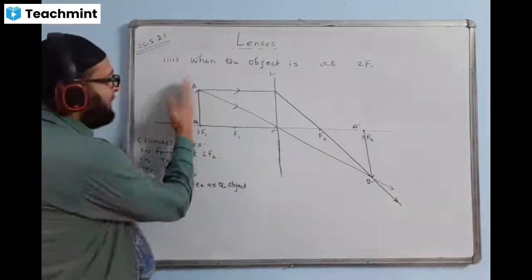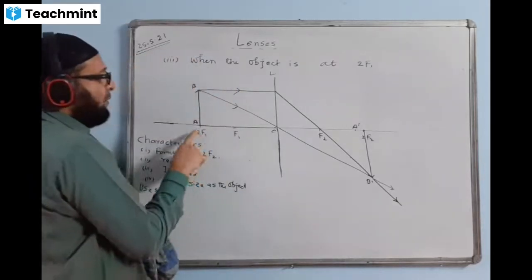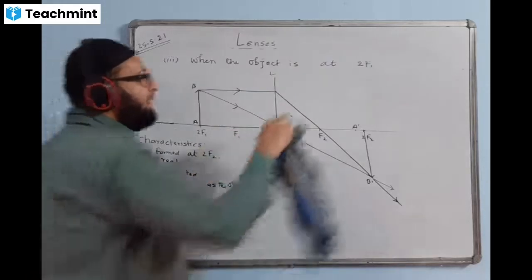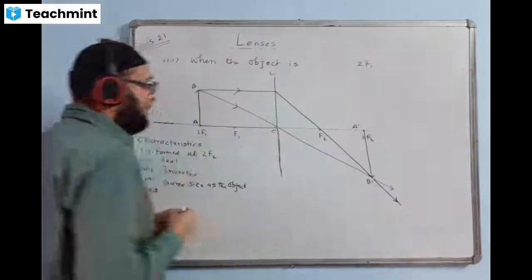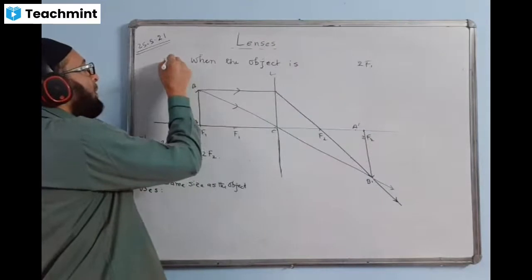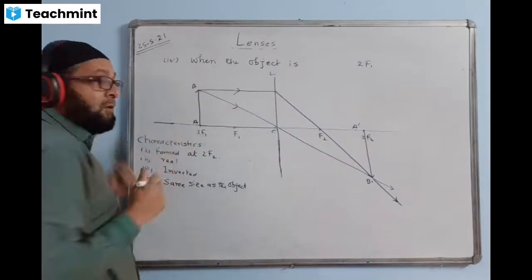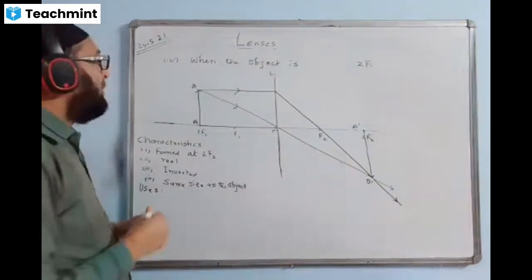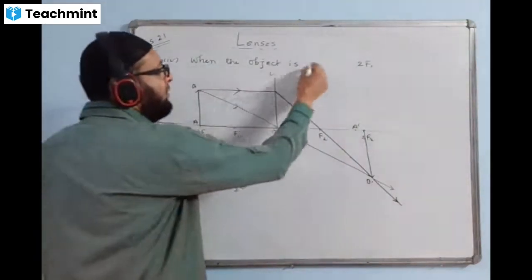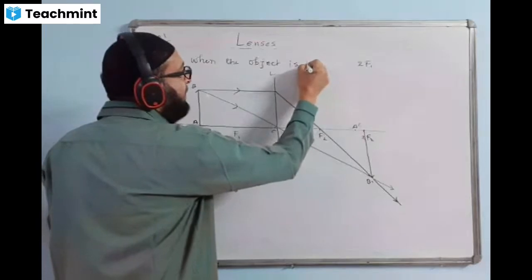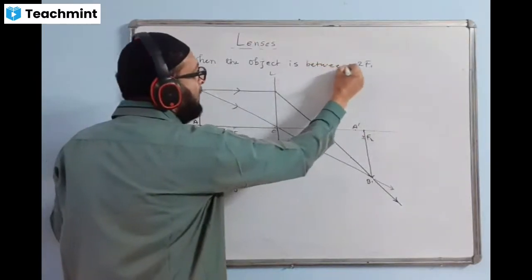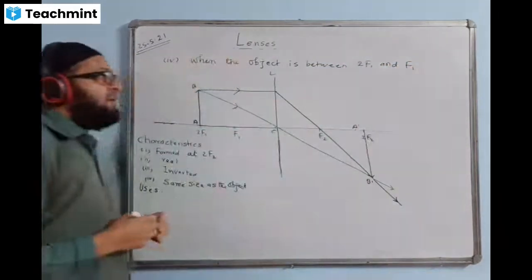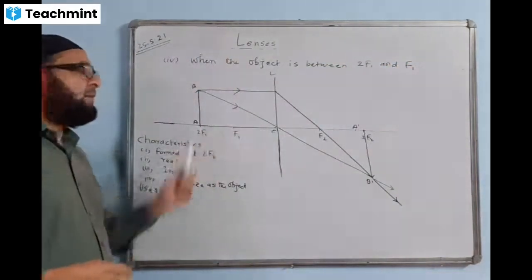Now we are bringing the object slowly, slowly closer. Now I keep the object between 2F1 and F1, right here. I said already, in the human eye this happens. When the object is between 2F1 and F1, in between.